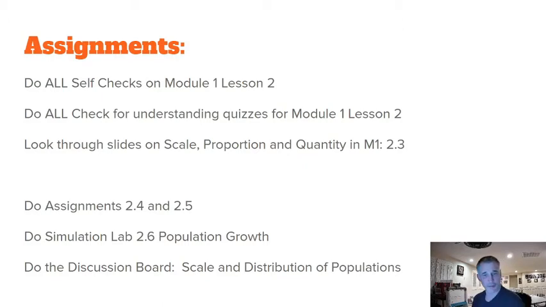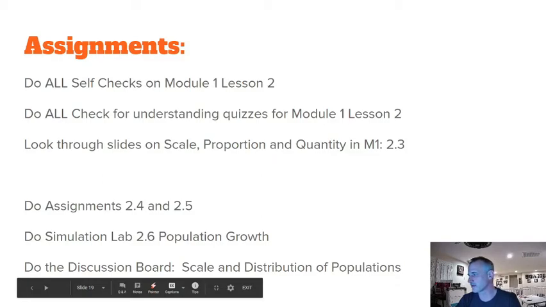There's 2 assignments, 2.4 and 2.5. Some of you have been turning them in already. That's great. And then do the simulation lab 2.6 on population growth. We're going to go over that a little bit more in detail on Friday. And then there's an additional discussion board on the scale and distribution of populations that you have to respond to. So that takes care of this set of lessons.